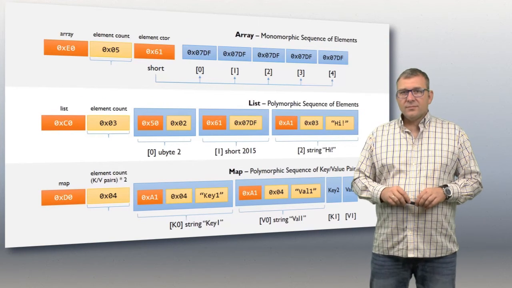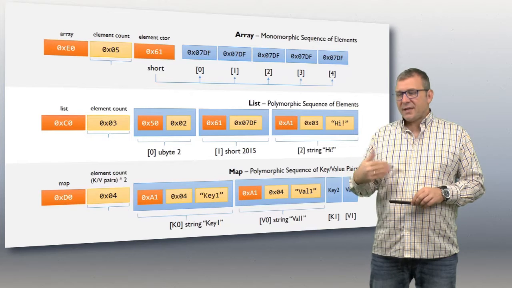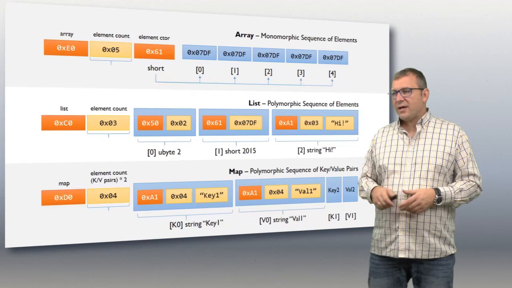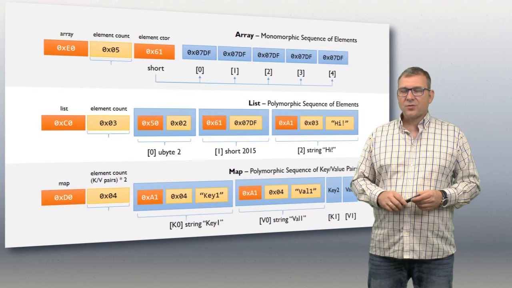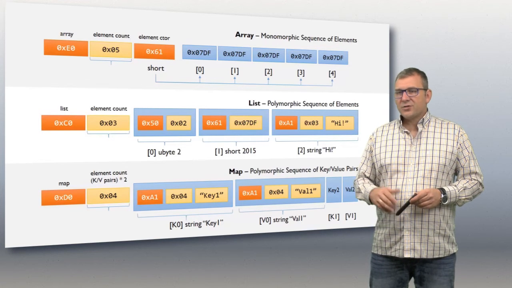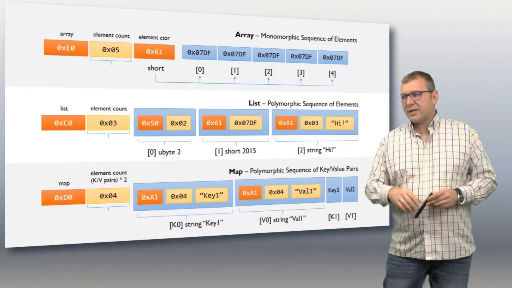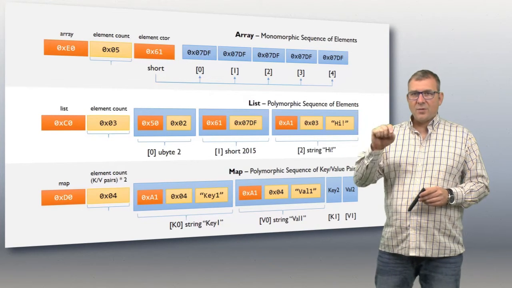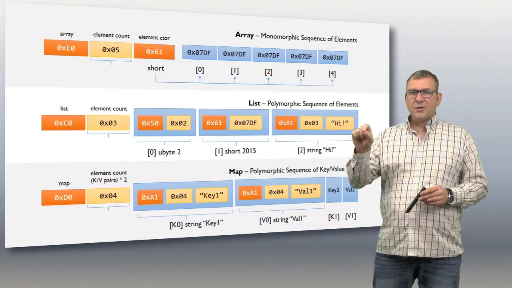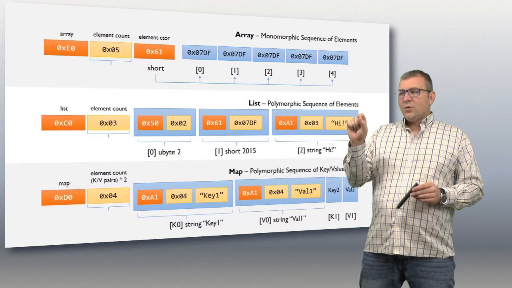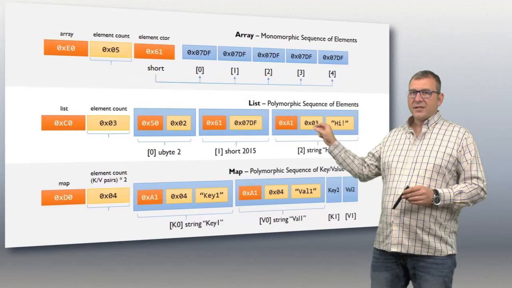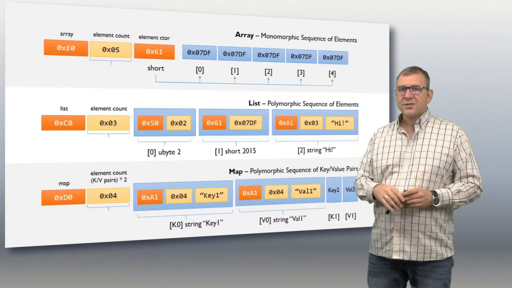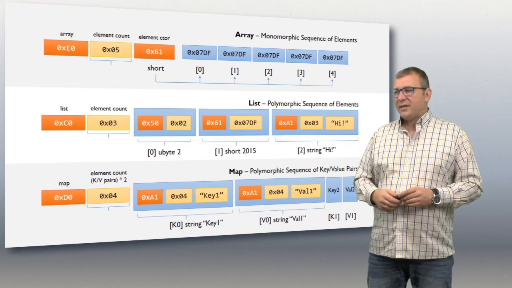Then there are arrays, lists, and maps. So these foundational data structures: an array is expressed with a constructor of E0, and there's also a longer form, of course, with 4 bytes, and you specify the element count, how many elements are following, and then you have the element constructor following, which then applies to every element in that sequence. So you specify the constructor once, and then all the following elements are of that type.